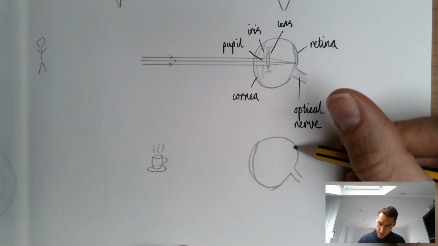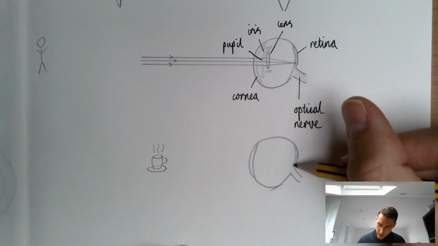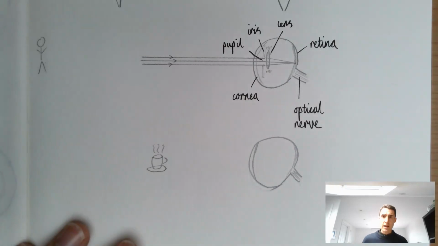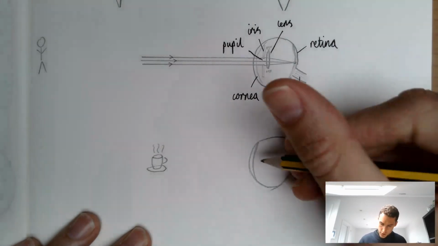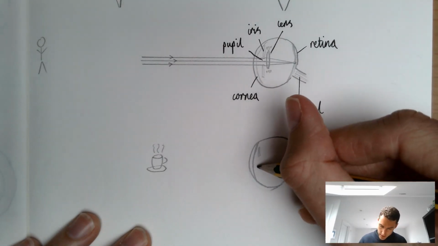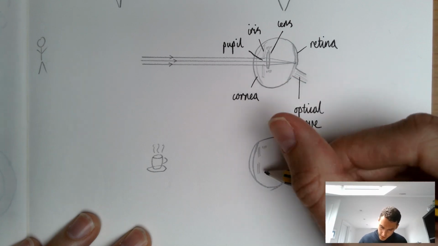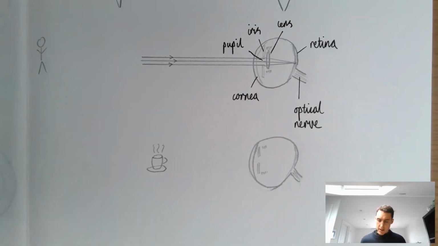So I can draw the same things on here. I can draw the retina at the back here. This is the optical nerve, or the optic nerve. I can draw the iris and the pupil. I'm not going to label all of it this time because I labelled it in the previous example. And looking like that.